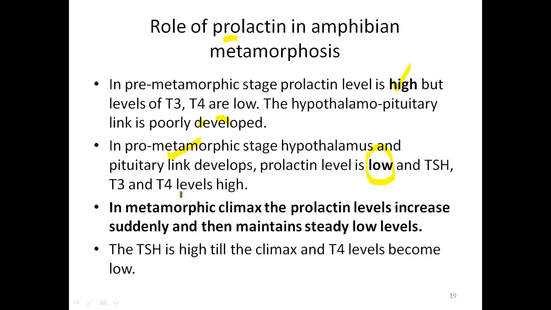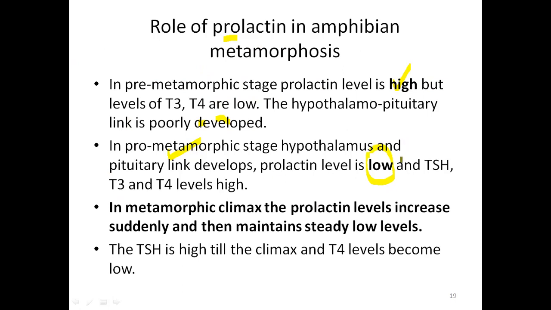Now TSH, T3, and T4 levels increase. As there is an increase in TSH, T3, and T4, there are pro-metamorphic changes. In the larval or pre-metamorphic stages, prolactin levels are high, and T3, T4, and TSH levels are low. If there are low levels of T3, T4, and TSH, that means metamorphosis has not yet started. But if the prolactin levels are low and T3, T4, and TSH levels are very high, it means that the process of metamorphosis has already started.